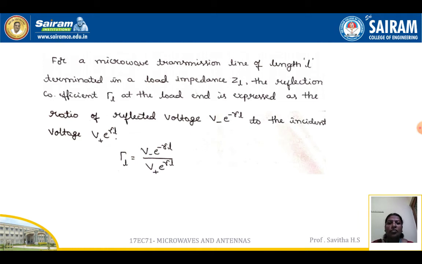So for a microwave transmission line of length L terminated in a load impedance ZL, the reflection coefficient gamma L at the load end is expressed as the ratio of reflected voltage to the incident voltage. So gamma L is equal to this reflection coefficient, this is the symbol for reflection coefficient. Reflection coefficient is equal to V minus, the reflected voltage, and the incident is V plus. So V minus e to the power of minus gamma L divided by V plus e to the power of gamma L.